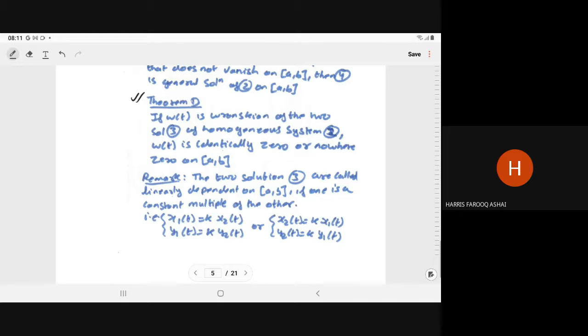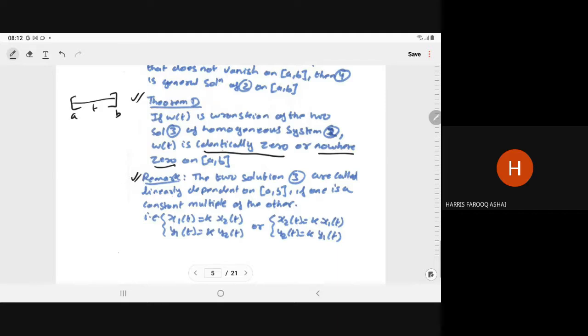of a homogeneous system of equations, W(t) is either identically zero, always zero throughout all t, or never zero. So between the limits of t, either it is identically zero, meaning at every point it is zero, or nowhere zero. It is not fluctuating, where for some t it is zero and for some t it is non-zero. That cannot be. So if it is a general solution, the Wronskian is non-zero, and for every point it is the general solution.